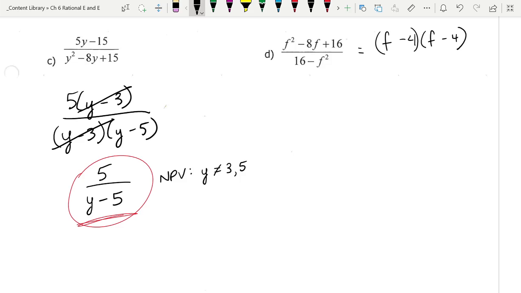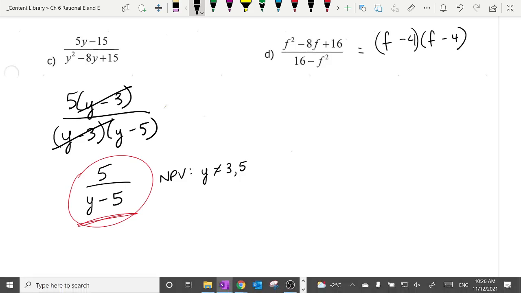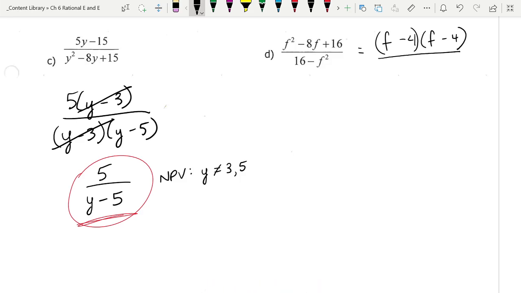Now, it kind of looks like I have an f minus 4, but I don't really have an f minus 4 on the bottom. If I factor that as a difference of squares, I get 4 minus f, 4 minus f. 4 minus f is not the same as f minus 4. So you know what I'm going to do is I'm actually going to factor a negative 1 out of the bottom.